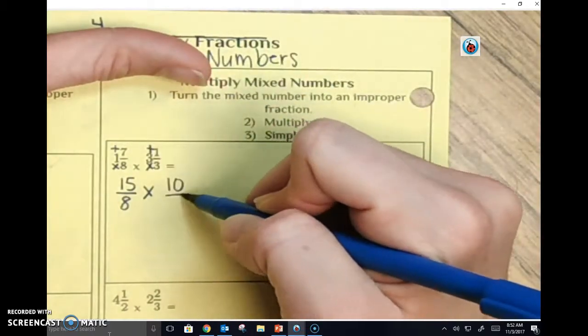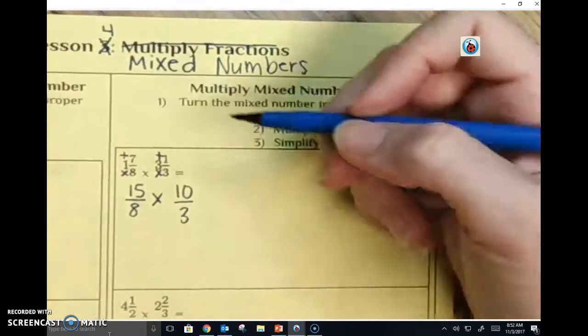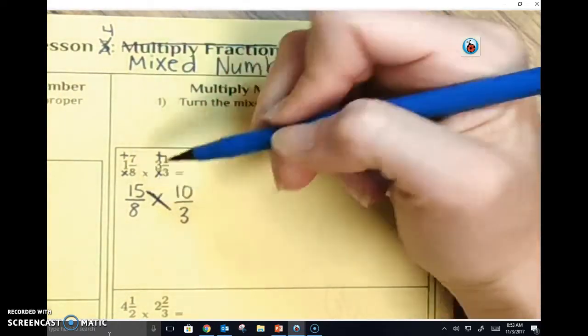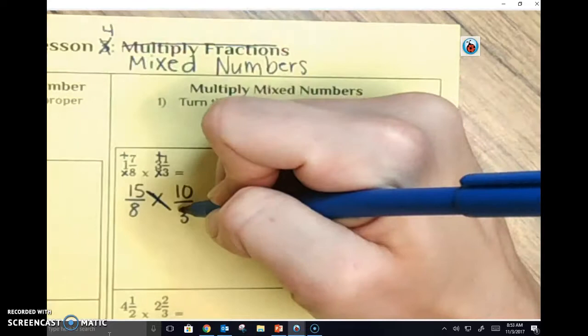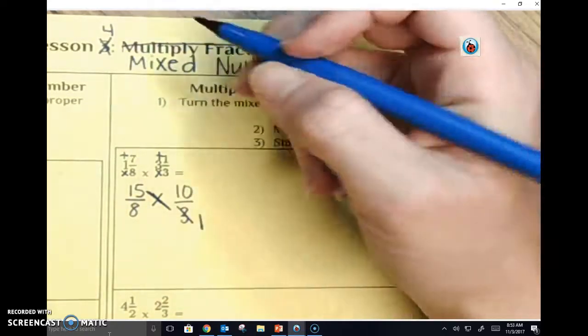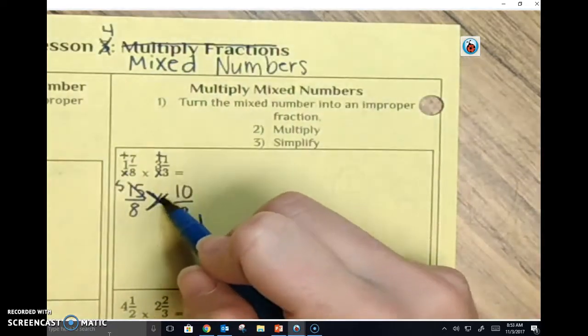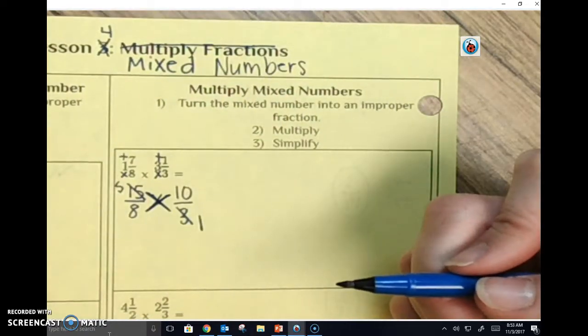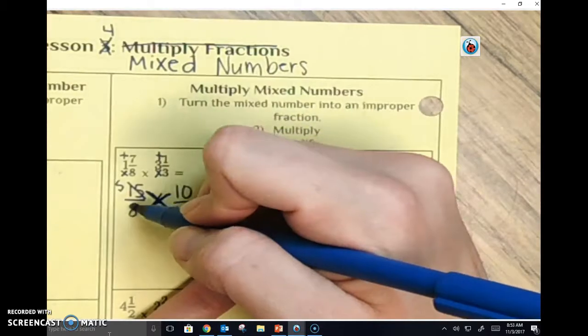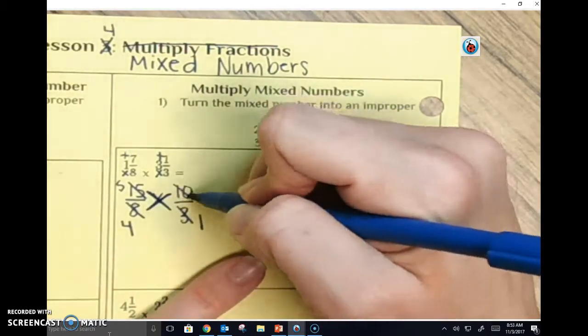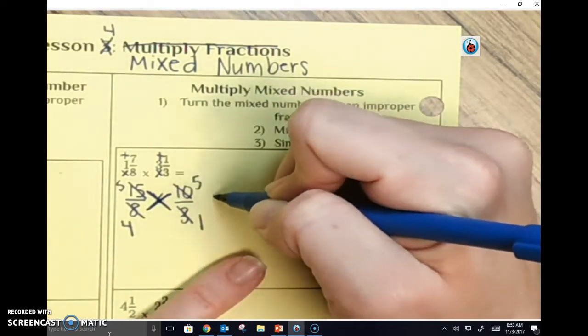So 10 over 3. I'm going to go ahead and cross cancel, so I'm working with smaller numbers at the end. We look at the 15 and 3. 3 is in common. So 3 divided by 3 is 1. 15 divided by 3 is 5. Then we're going to look at the 8 and the 10. There's a factor of 2 in common. So 8 divided by 2 is 4. 10 divided by 2 is 5.